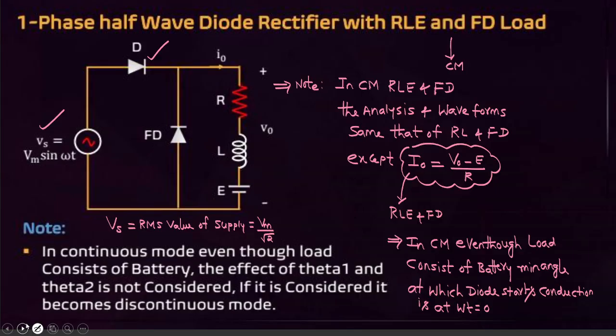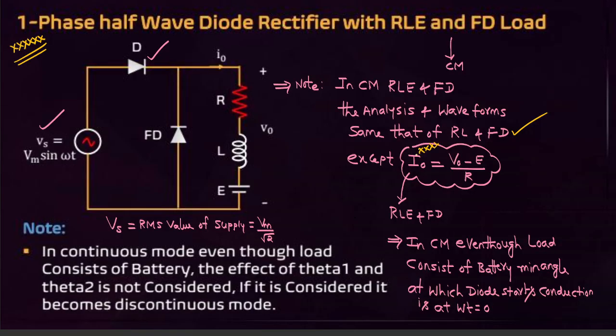Then one more circuit is RLE load and freewheeling diode. This is a 5-star circuit for our exam point. Simple questions we can expect. In RLE and freewheeling diode, the formulas are similar to RL and freewheeling diode. The analysis and waveforms are similar to RL and freewheeling diode, but only the current expression will change.